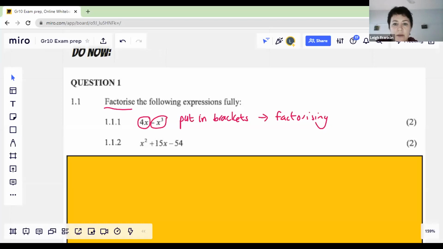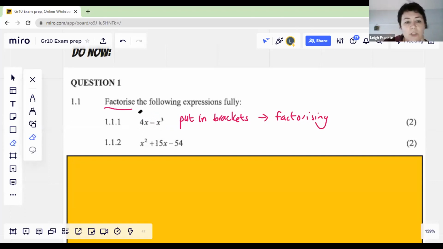Factorize in a number of different ways, right? So I can factorize by taking out a highest common factor. I can factorize by difference of squares. I can factorize a trinomial. And this particular question here, I'm just going to rub out the pink so that we can see it better, is factorizing by taking out a highest common factor.